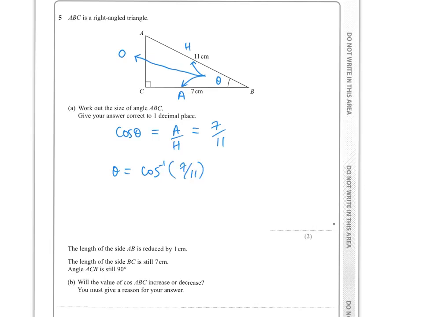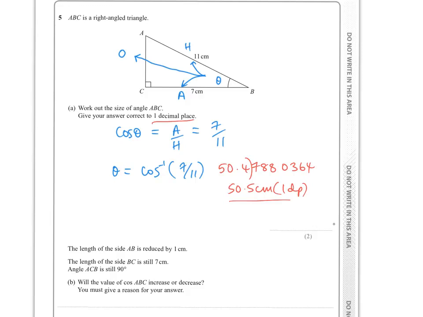So we can find the angle, because the angle will be inverse cos or arc cos of 7/11. So on my calculator, shift cosine 7/11. I'm writing down the entire part of the display, so 50.47880364, and to 1 decimal place, that's going to be 50.5 degrees, 1 dp.